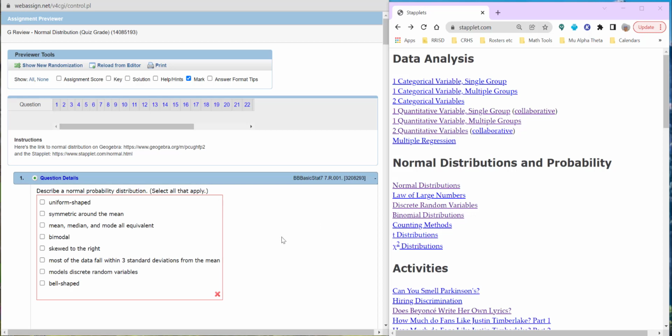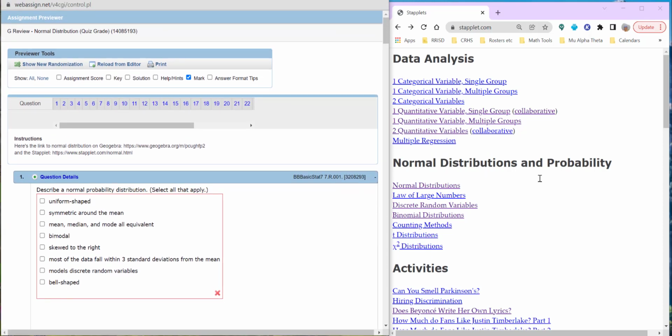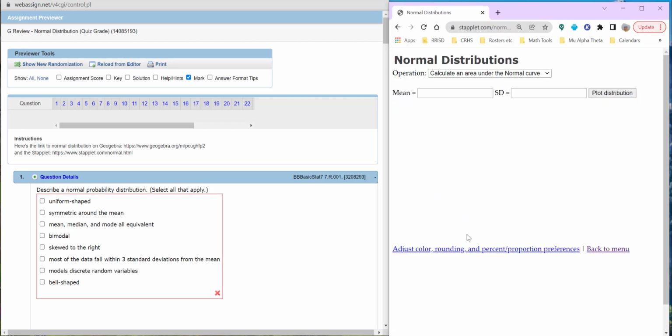Okay, we're going to start working through this review, and one thing you're going to find handy is having the correct Statlet. So on this screen I have two tabs. I actually have two windows, so you can see that. And I'm going to open the normal distribution Statlet. So when you go to the Statlet home, there it is, normal distributions.